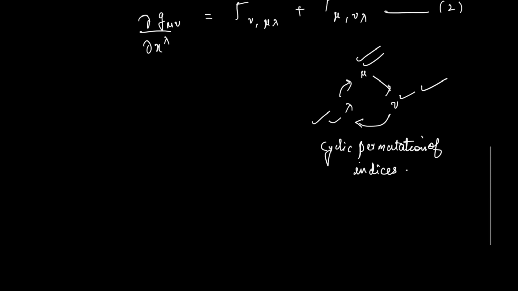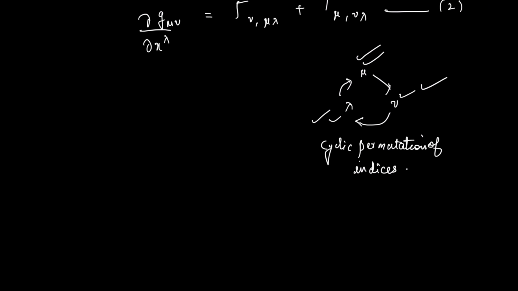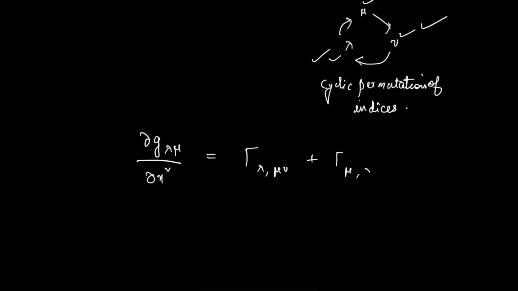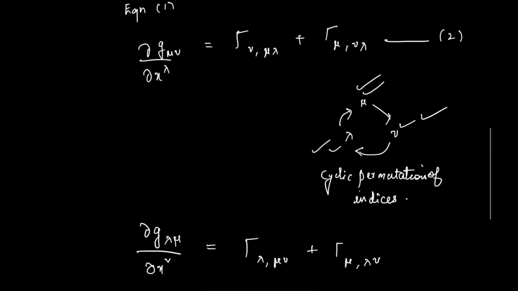So here you can see partial derivative of g mu nu. So that will become partial derivative of g lambda mu with respect to x nu is equal to Christoffel symbol of lambda mu nu plus Christoffel symbol of mu lambda nu.